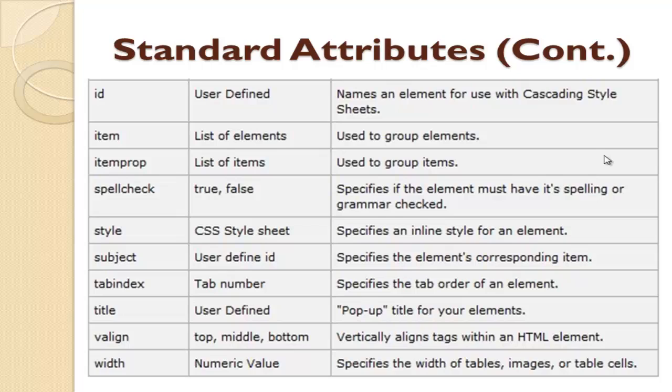Well, valign. Previously we had the align attribute, which is used to align a piece of content to be left, right, or center aligned. Here we have valign, which is vertical alignment. Previously we had horizontal alignment, here we have vertical alignment. It has three values: middle, top, and bottom. It vertically aligns tags within an HTML element.